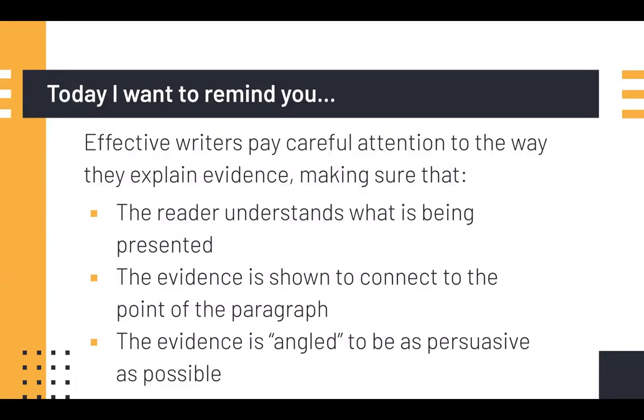So again, these are the three key things. They seem fairly simple, but there's actually a lot you need to do as a writer. And I'm going to sort of add one more thing in your mind. Each body paragraph has multiple pieces of evidence. So while you're doing this explanation, you kind of want to be thinking about the other pieces of evidence in your paragraph and making sure you're not repeating things and also making sure you're making connections for your reader where you need to.